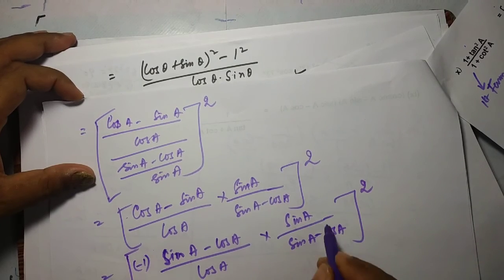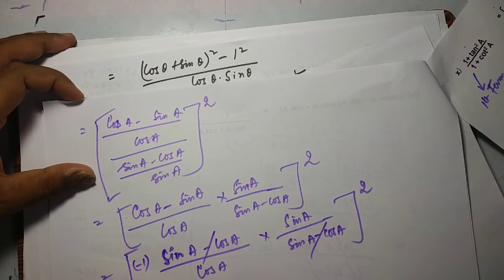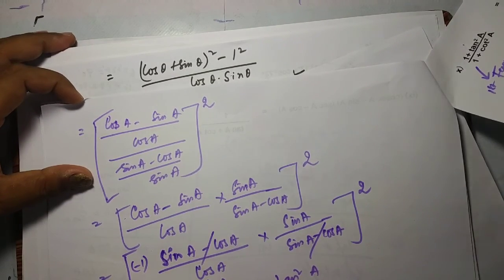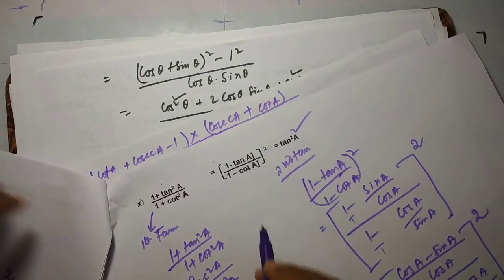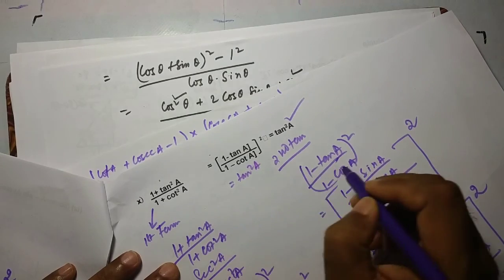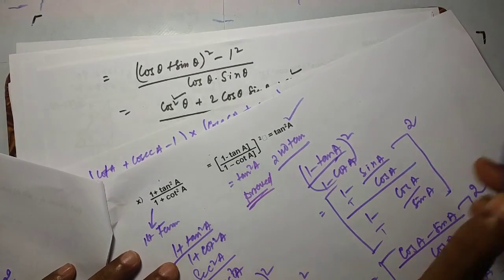Correct? So sin A minus cos A, this is also sin A minus cos A, so they cancel, and this is minus sin A over cos A whole square, which is nothing but tan square A. This is the third term, tan square A. So the middle term is also equal to tan square A. So all terms are tan square A, proved.